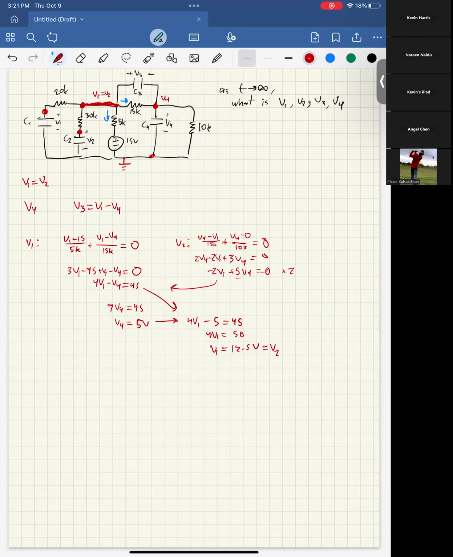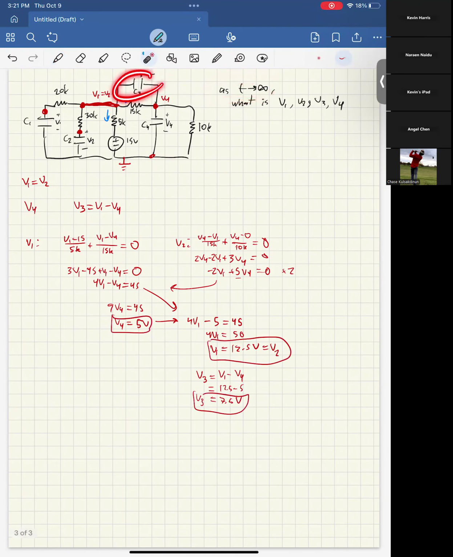And that's also V2. And then last but not least, V3 equals V1 minus V4. So it's going to be 12.5 minus 5, and that gets us 7.5 volts. And so that would be our final answers. Okay, I'm making all the algebra mistakes today, but hopefully you get the point. The point is that as time goes to infinity, this is just an open circuit. They're all open circuits. You know how to deal with open circuits, just pretend there's no wire there. And then it works.